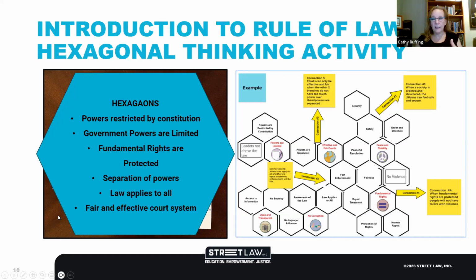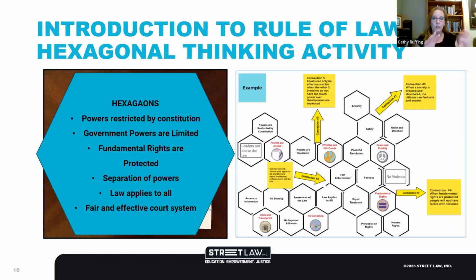And some of these hexagons, I know it's too small, I wouldn't expect you to be able to read them all, but some of these hexagons are directly related to the Constitution, like that powers are restricted by the Constitution. And by the way, constitution is not capitalized there because we're talking about constitutions in general in the rule of law, not necessarily the US Constitution. The powers are limited. Of course, that's a big part of what the Constitution does.